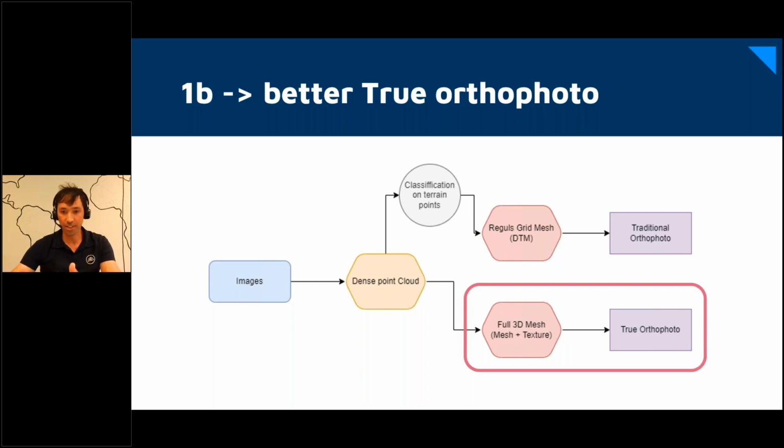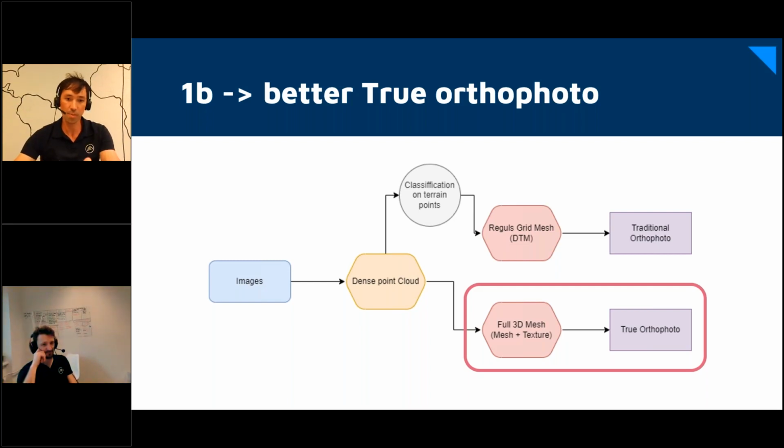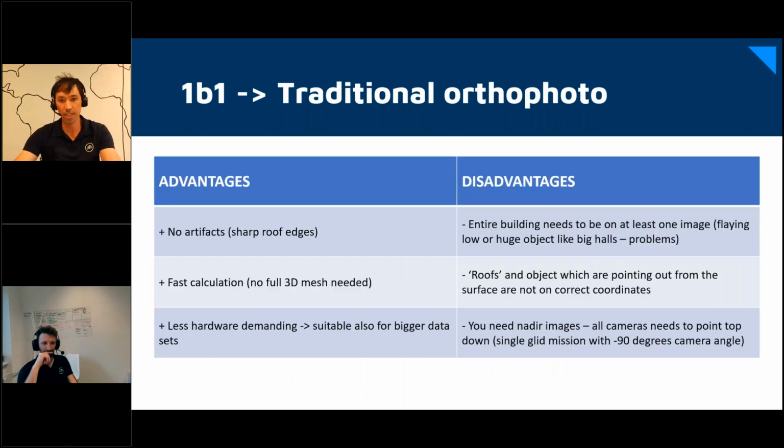Actually, to achieve the traditional orthophoto, some manual work is needed. You need to classify the point cloud. This cannot be done automatically yet. And at the end, you get a traditional orthophoto. Before we continue, I would like to mention some advantages and disadvantages of the traditional orthophoto approach. An advantage is that there are no artifacts.